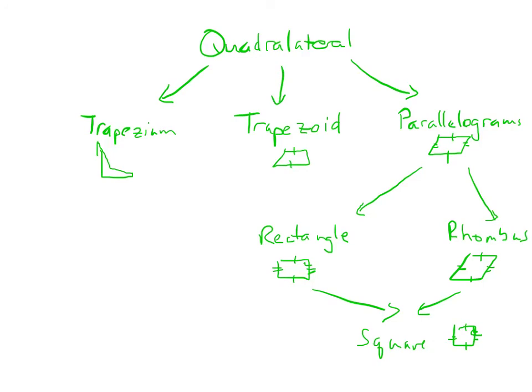So again, this is just kind of a map showing how all the different quadrilaterals are related. Trapeziums and trapezoids are kind of on their own. It's the parallelogram family under which you see squares, rectangles, and rhombuses. All right, that's it. You can get started on your lesson practice today.